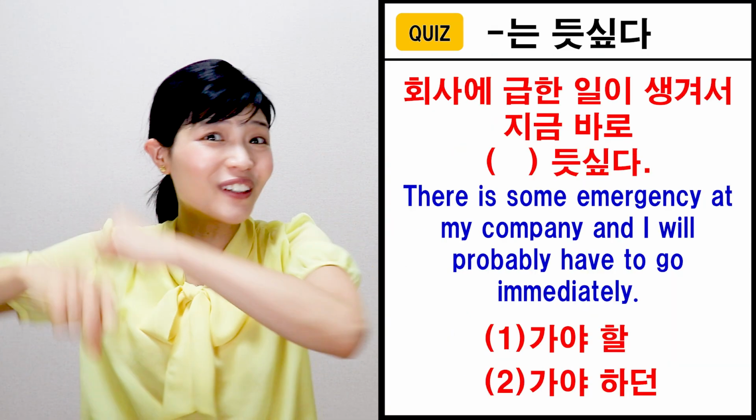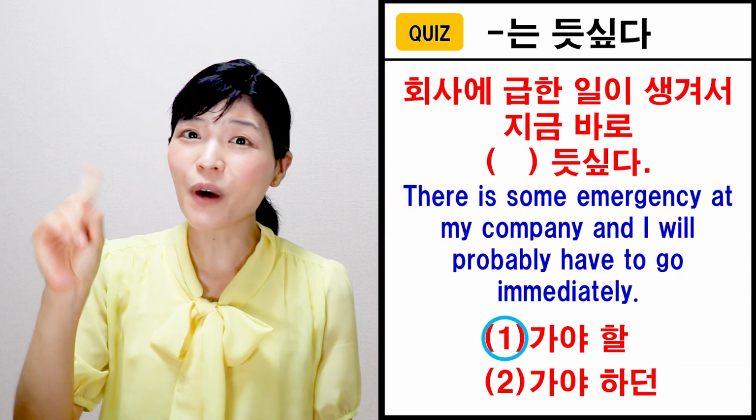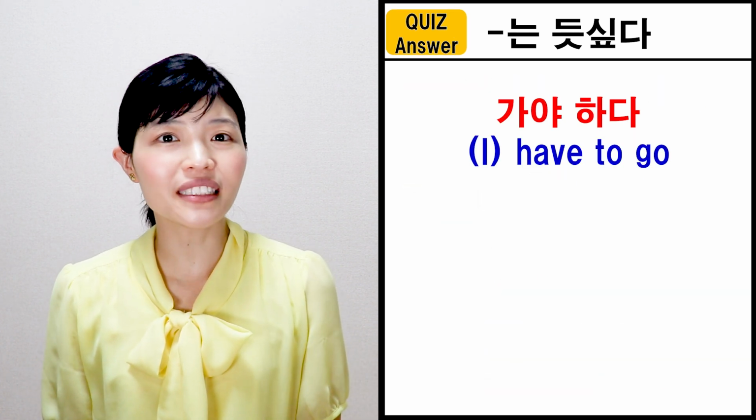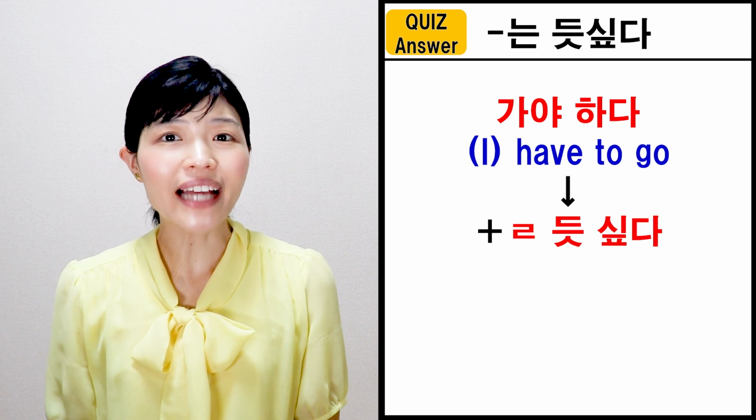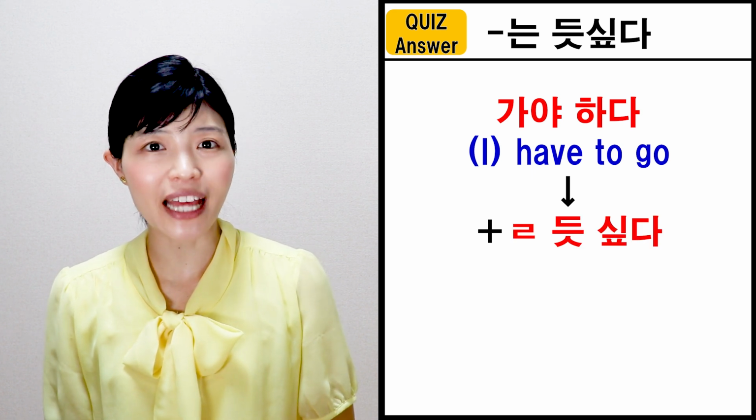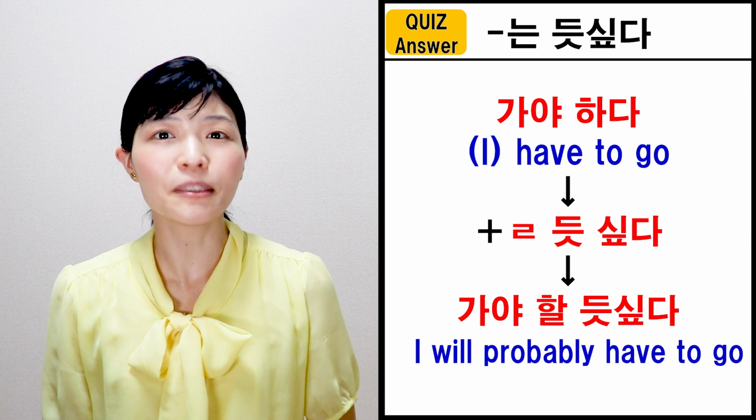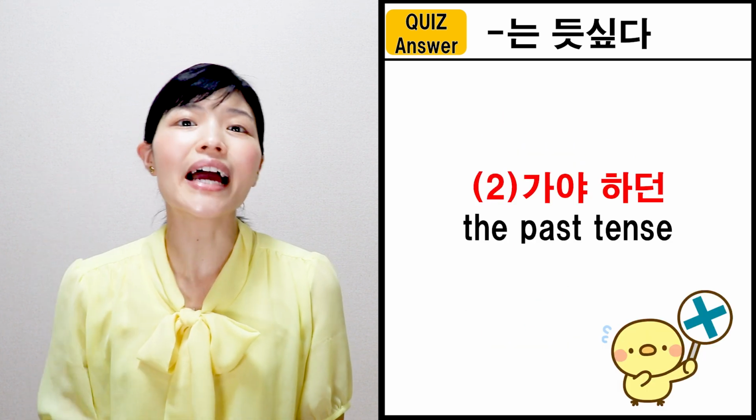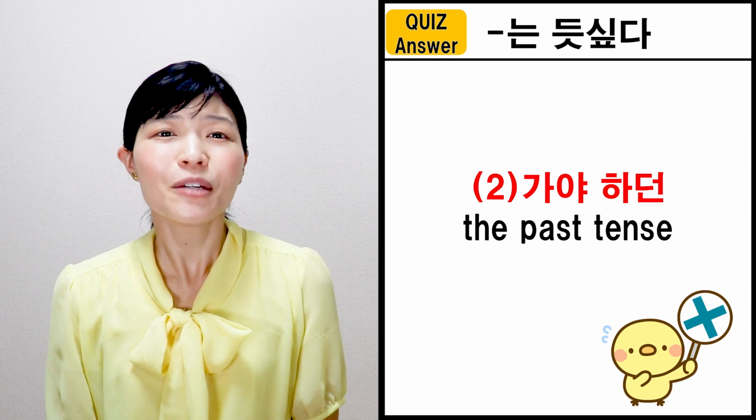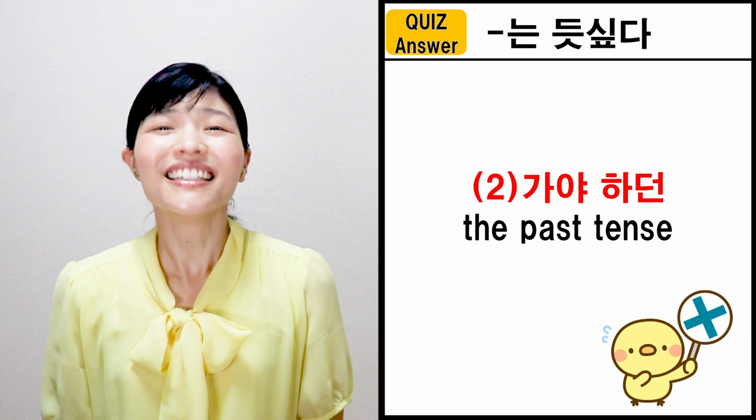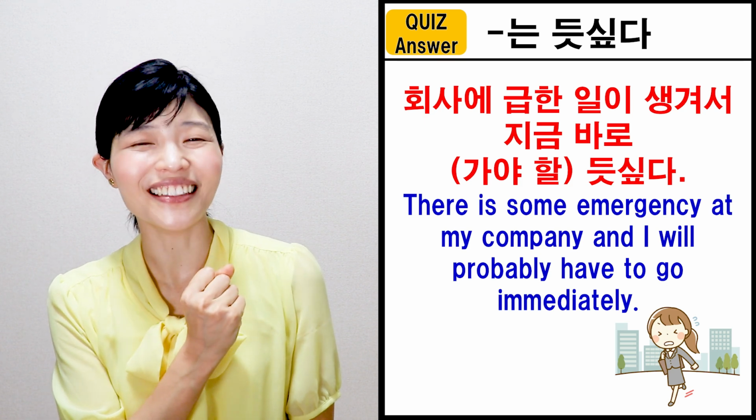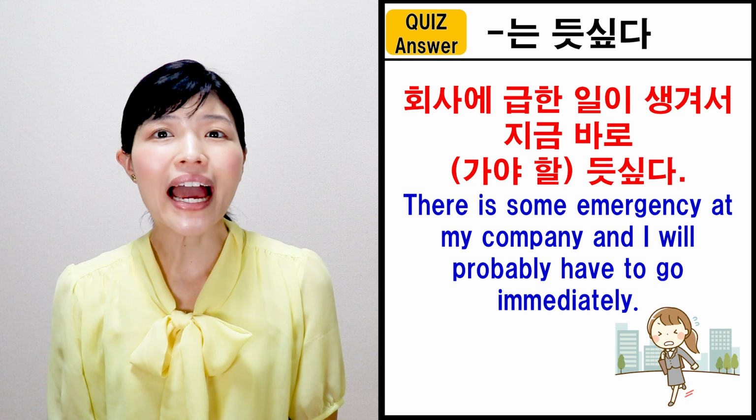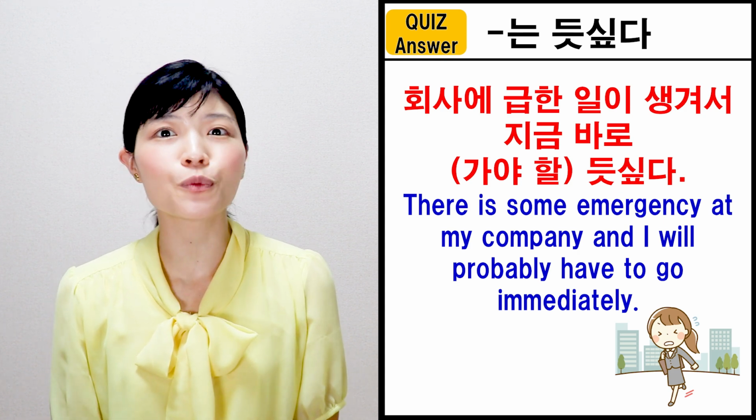The correct answer is number 1. 가야 하다 means I have to go. Since you want to say about the future, you attach 리을 듯 싶다 to the stem to make 가야 할 듯 싶다. I will probably have to go. Number 2, 가야 하던 is incorrect because it is the past tense. Now, let's read it together. 회사에 급한 일이 생겨서 지금 바로 가야 할 듯 싶다. Please read it with a sense of urgency.